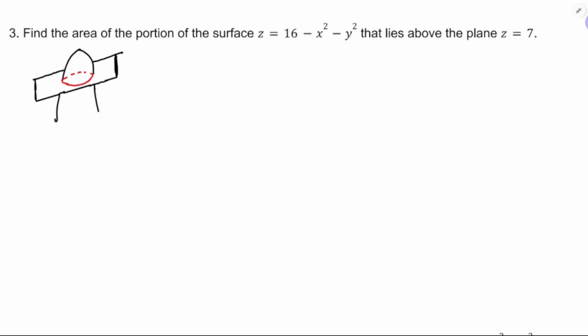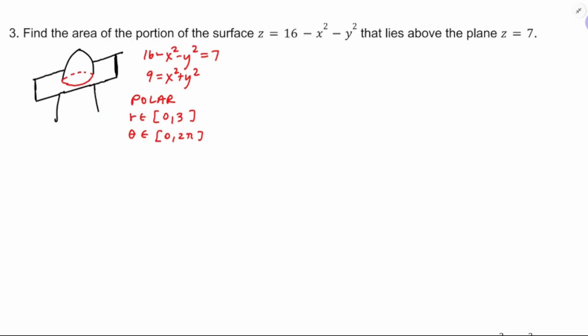So I'm going to find the equation of that intersection by just going ahead and setting these two things equal to each other. 16 minus x squared minus y squared equals 7. And so that's going to be where 9 equals x squared plus y squared. Okay, this is a circle centered around the origin with radius 3. We're going to want to use polar coordinates and say r is between 0 and 3, and theta is between 0 and 2 pi. That will make our lives much, much easier.